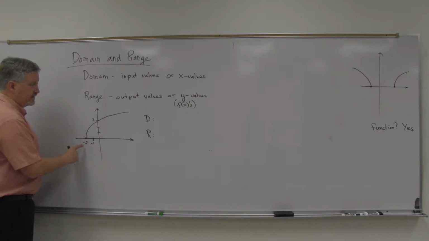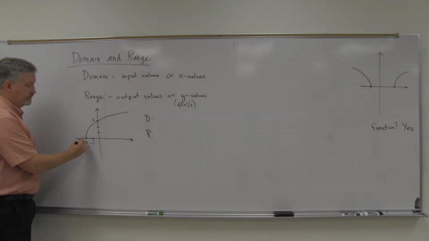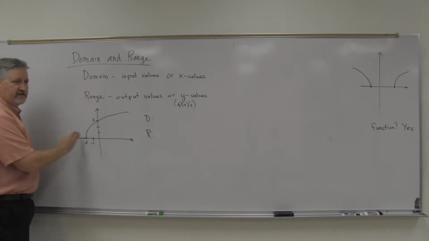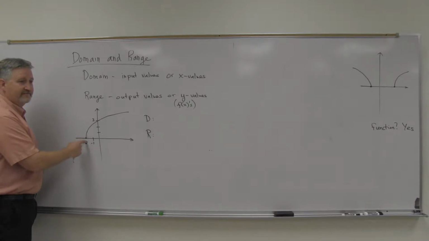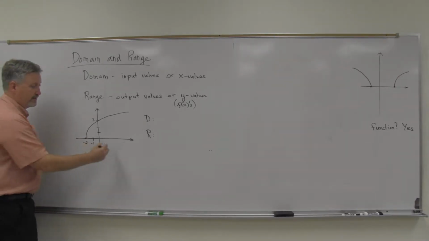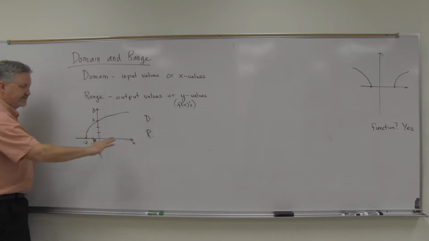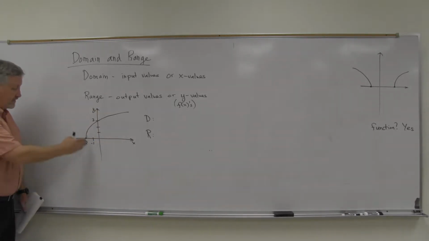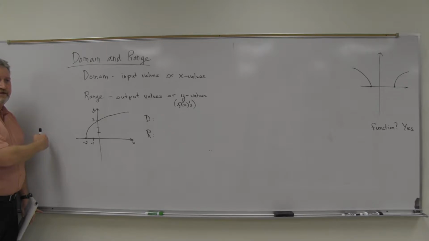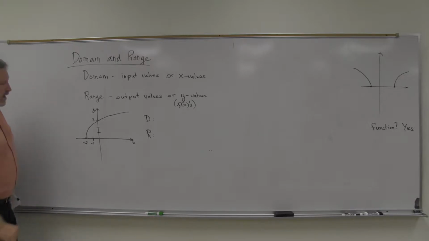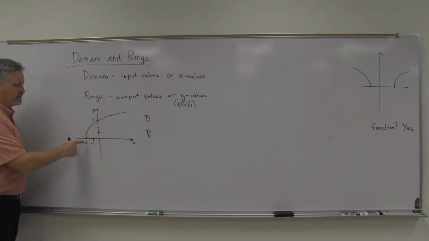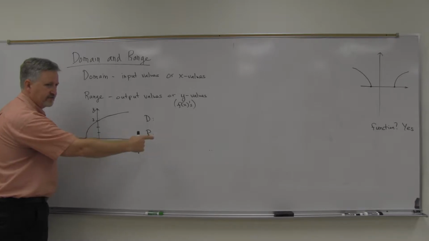Well, looking at the graph here, this is the starting point for this graph. -2, 0 is the starting point. And so there's nothing on this side of -2. That's telling me there are no x values less than -2, because I'm looking at the x-axis, the horizontal axis here. There aren't any values to the left of -2, right? Do you agree there?